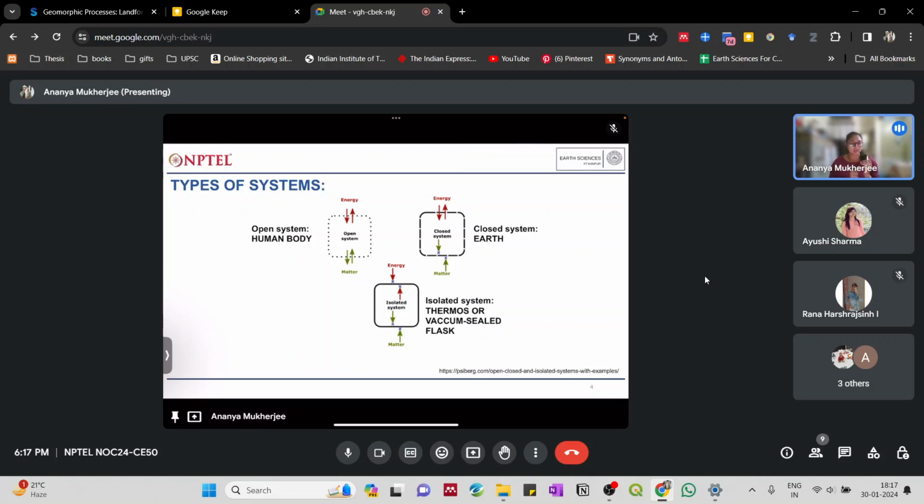And then we have the isolated system. In an isolated system, you don't have any transfer of both energy and matter. So any thermos flask, the flask that we use, or vacuum sealed containers, any vacuum container that we use in experiments also, these are usually isolated systems.